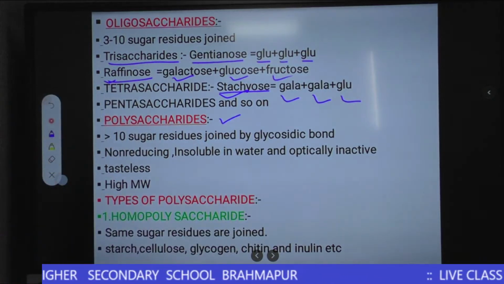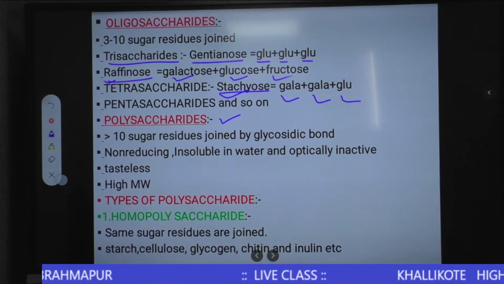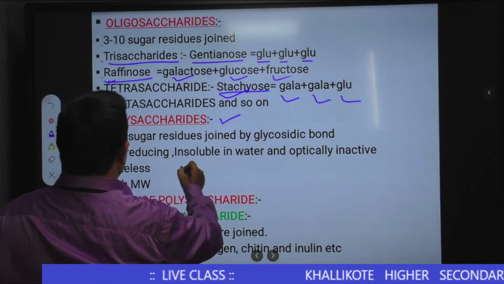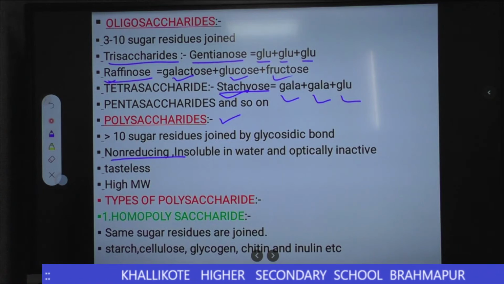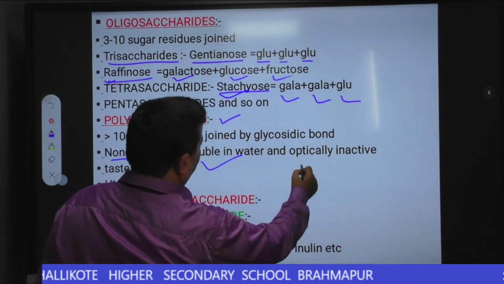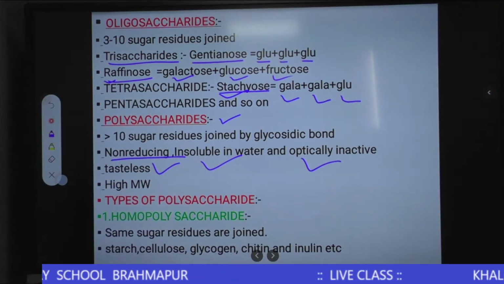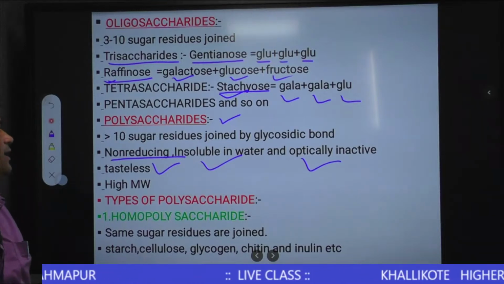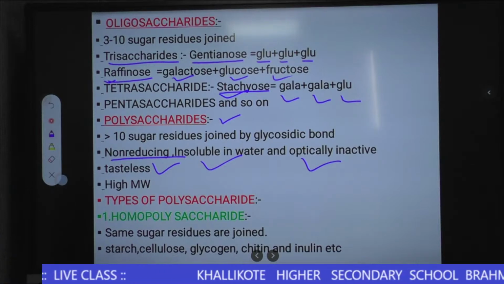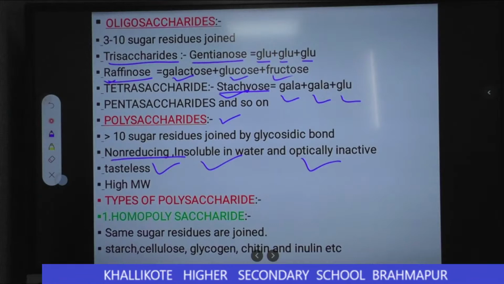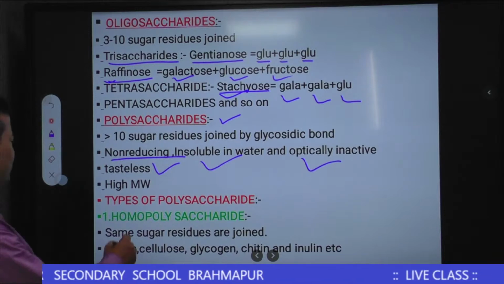Generally, when more than 10 sugar residues are joined by glycosidic bonds, that forms a polysaccharide. Polysaccharides are non-reducing, they have no free aldehyde and ketone group, they are insoluble in water, optically inactive, tasteless, with high molecular weight, meaning more than 1000 Dalton. So they are the macromolecules of the cell or living system.